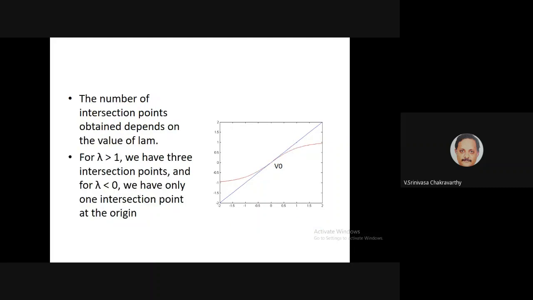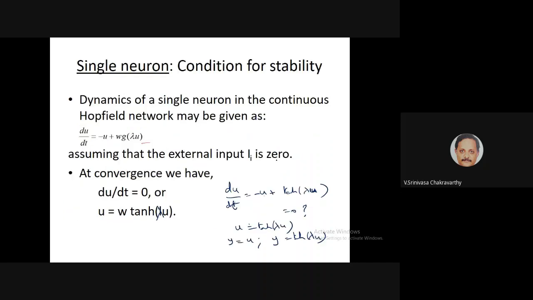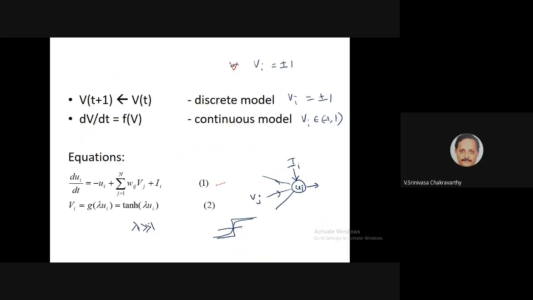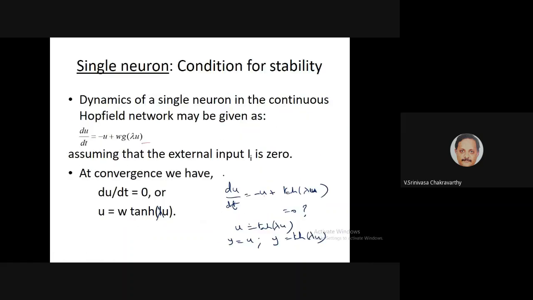But if lambda is less than 1, the tanh function will look like this. There's only one intersection point that is stable, so the origin is stable. What is interesting in this continuous Hopfield network, something that we didn't have in the discrete Hopfield network, is that if I take lambda greater than 1, you'll have lots of stable states. But with the same weight matrix, if I make lambda a sufficiently small number, then the origin alone will be the stable point, and you won't have any other stable points. All stable points will suddenly disappear, which is very interesting about the continuous Hopfield network.